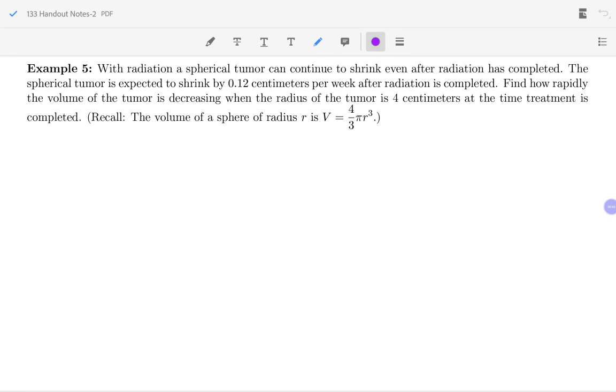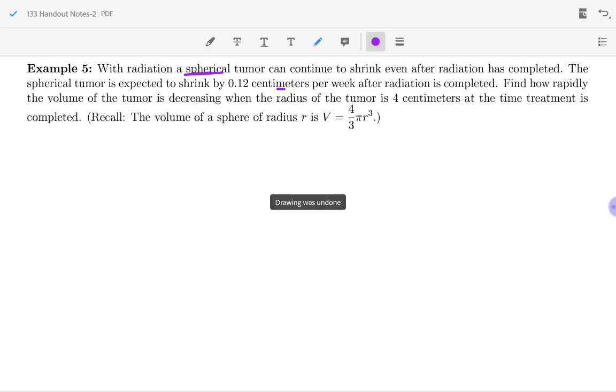With radiation, a spherical tumor can continue to shrink even after radiation has completed. So we have our shape. It's a sphere. The spherical tumor is expected to shrink by 0.12 centimeters per week after radiation is completed.